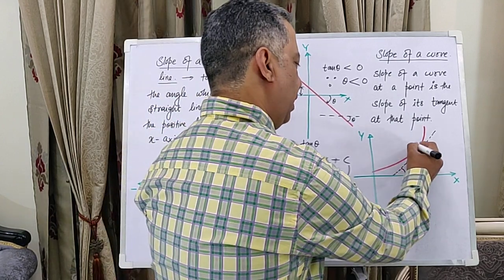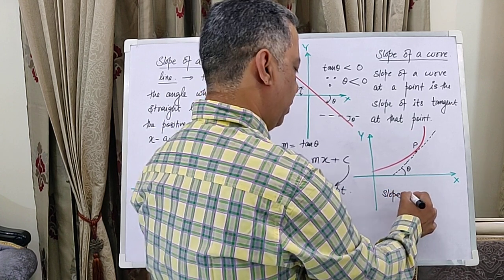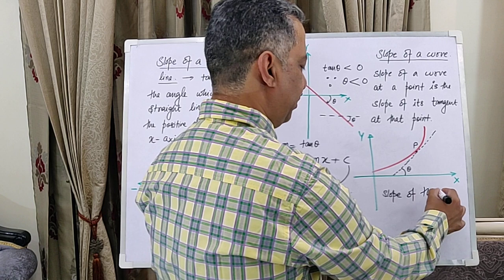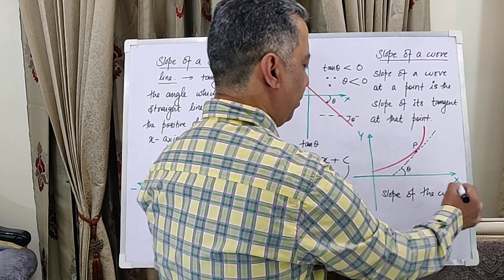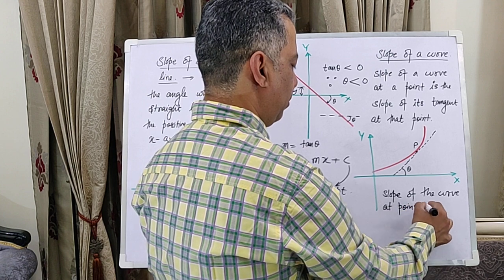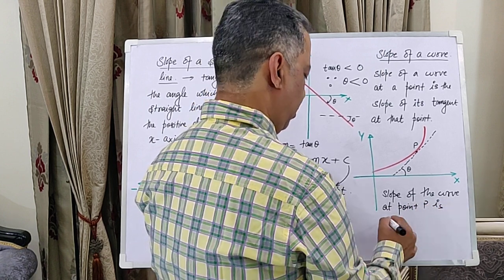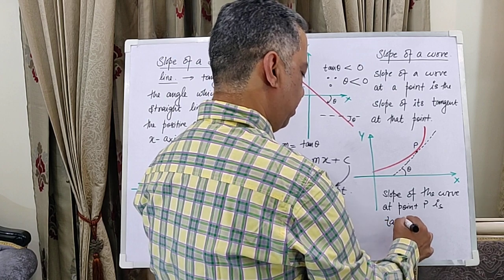So let's say the point is P, then the slope of the curve at point P is the slope of the straight line, which is tan theta.